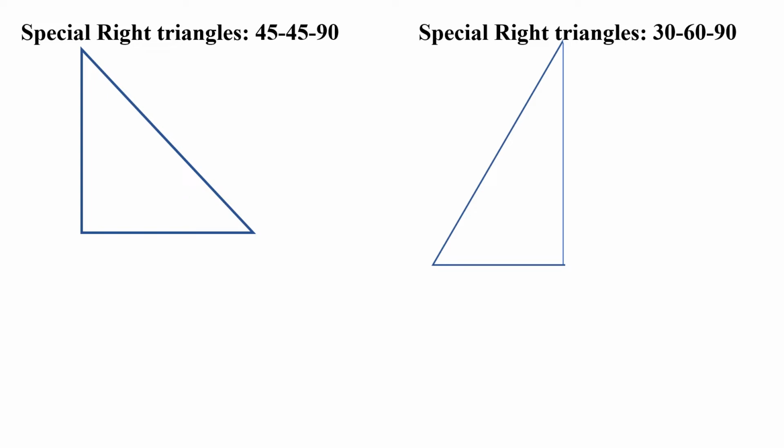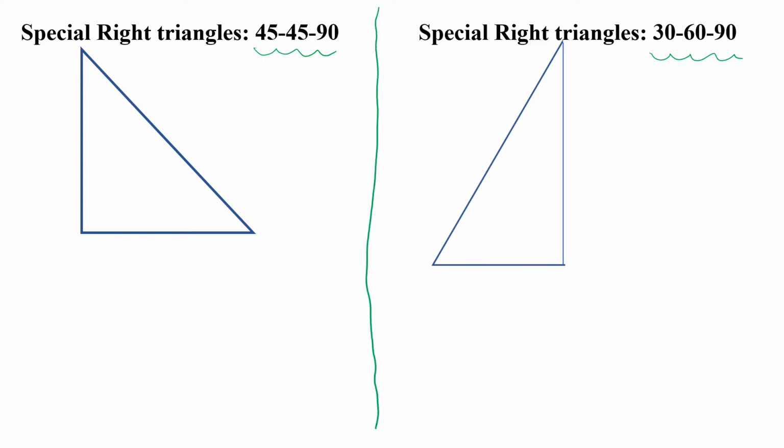Special right triangles, you guys looked at last year in geometry, and you actually did some proofs for the side lengths are always going to be the same ratios when you have a 45, 45, 90 triangle or when you have a 30, 60, 90 triangle. So we're going to kind of quickly look at this.